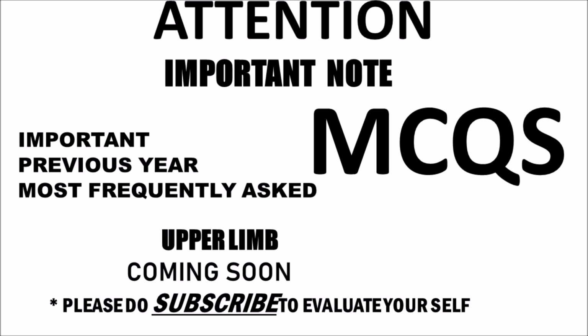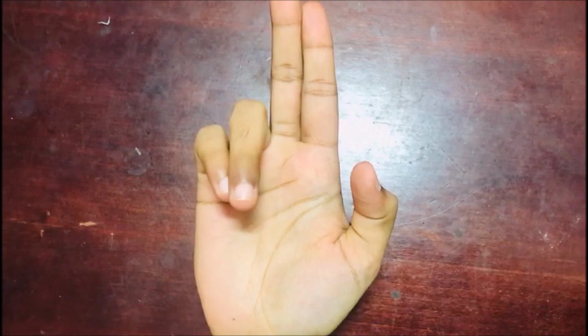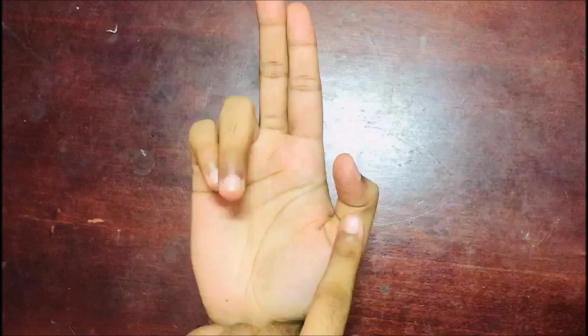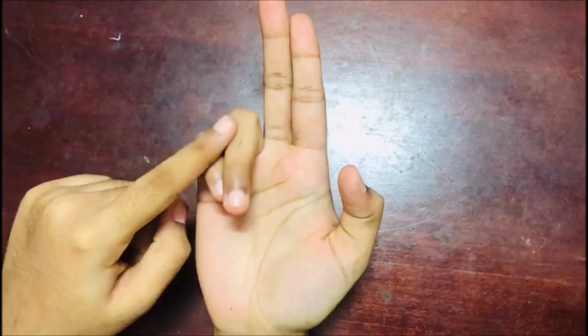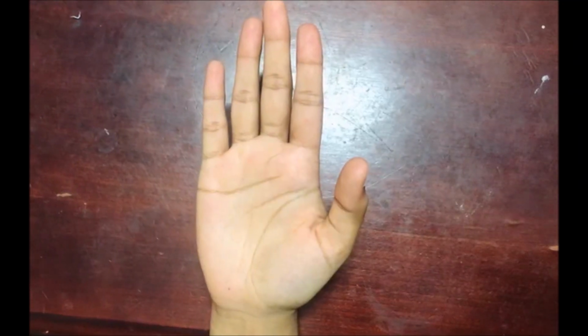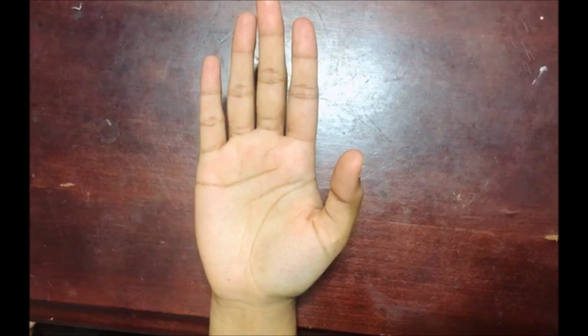This is a chance where you can evaluate yourself on this topic. We'll be starting our lecture by discussing in detail the movements of the thumb and the muscles. Now I'll be explaining the functional components of the hand. So this is the radial mobile component, this is the ulnar mobile component, and this is the central fixed component. Now I'll be explaining the movements of the thumb, their plane, and the muscles producing them.